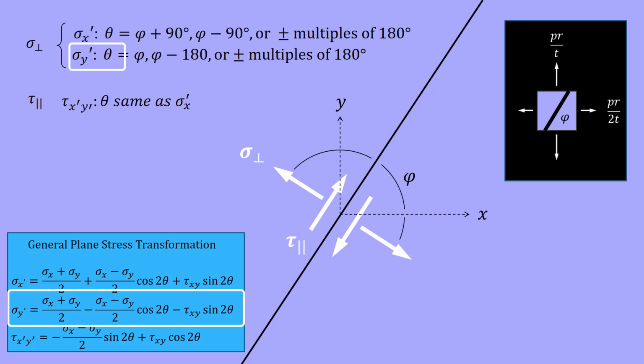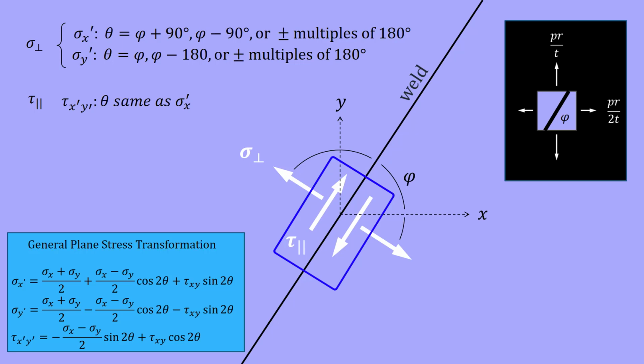For sigma y prime, I would take theta from the y-axis to the desired normal stress direction. Here, the angle would be phi. I could also take phi minus 180 degrees, or add or subtract some multiple of 180 degrees.